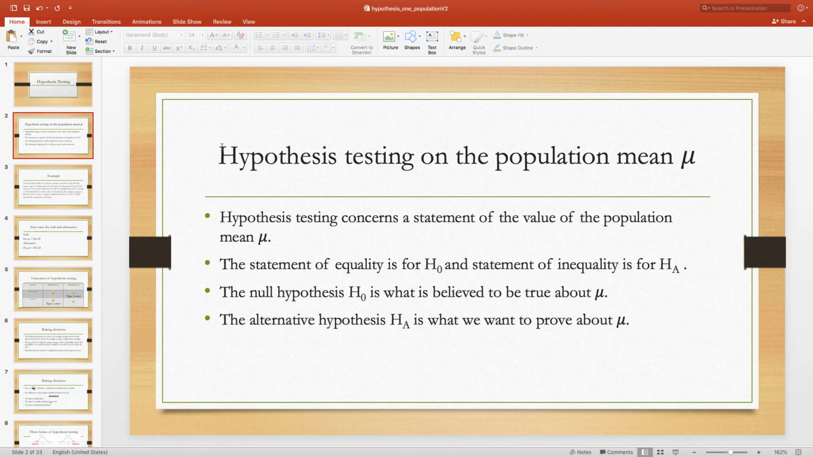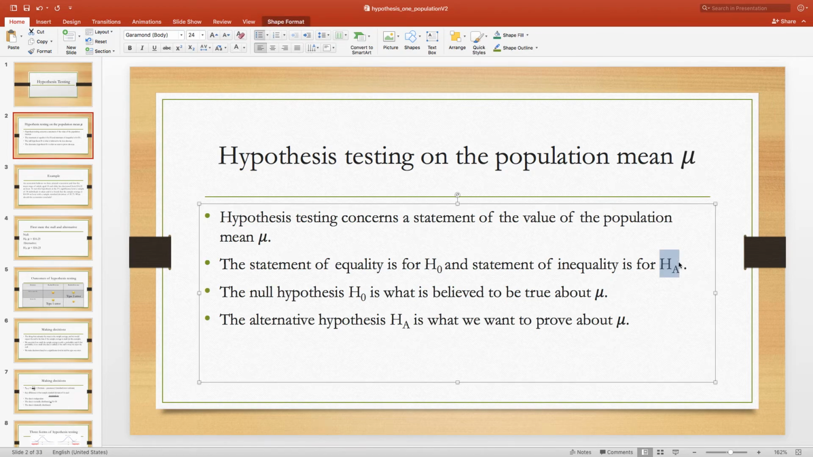Okay. And one thing that's very important to remember is that the null hypothesis, H0, is always a statement of equality. So the mean is equal to some value. The alternative, which is called HA here, okay, that is always a statement of inequality. So the mean is less than the hypothesized value in H0 or greater than or not equal to. And those are the three forms that we're going to deal with in this section.